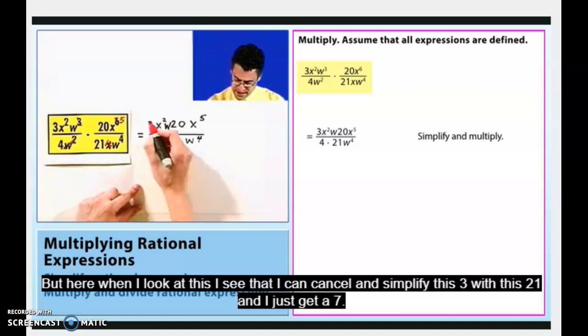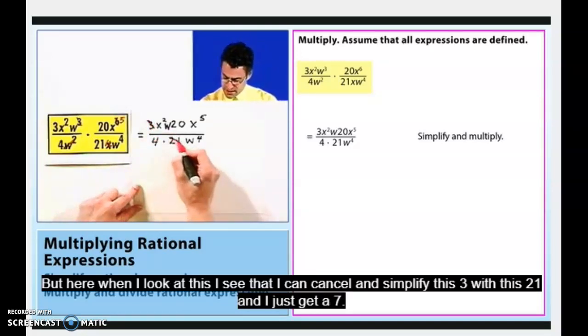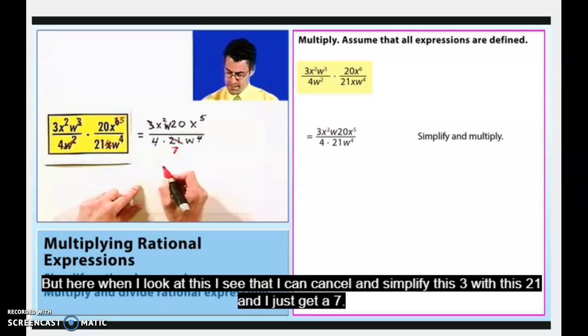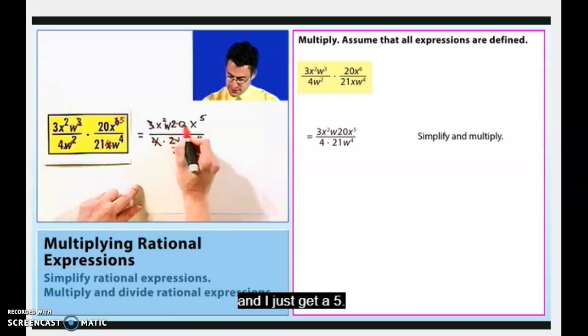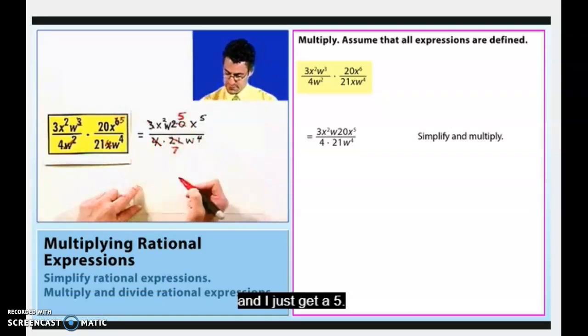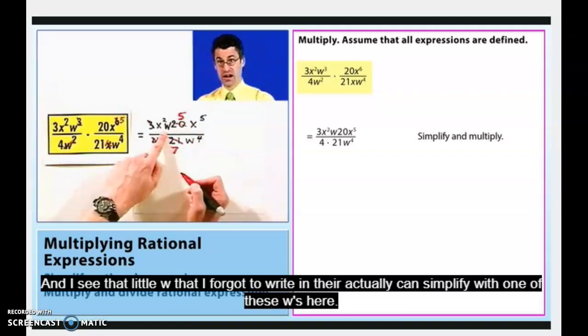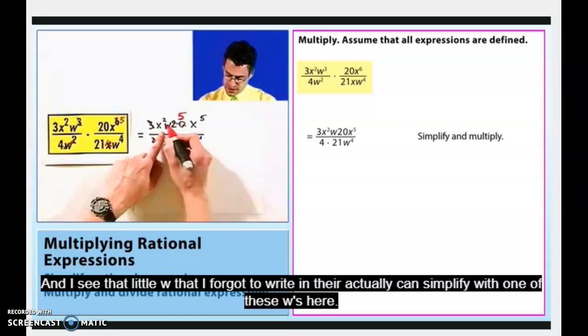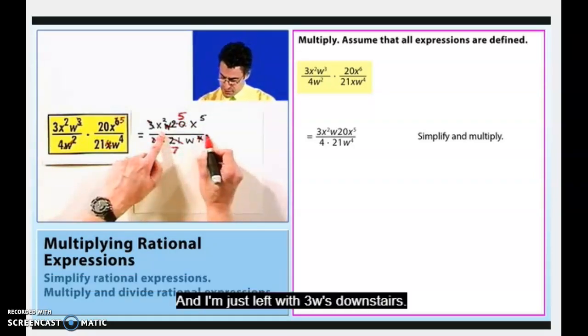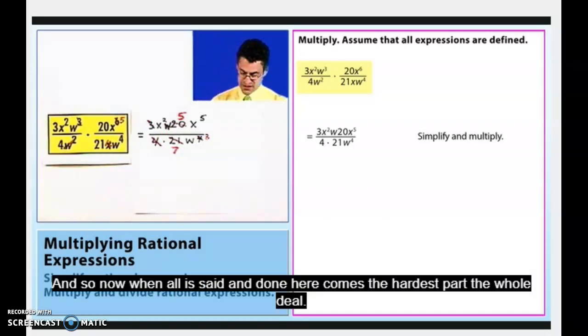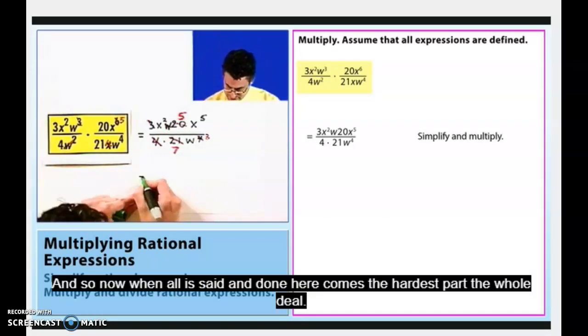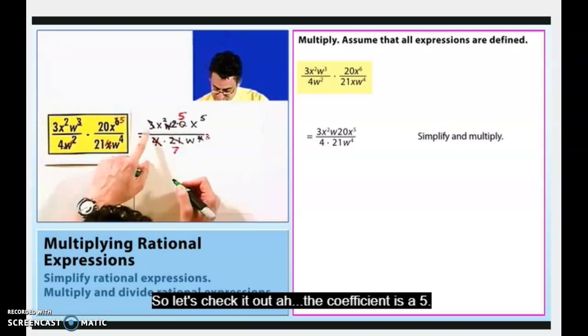But here, when I look at this, I see that I can simplify this 3 with this 21, and I just get a 7. This 4 can be divided into 20, and I just get a 5. And I see that little w that I forgot to write in there can simplify with one of these w's here, and I'm just left with 3 w's downstairs. And so now when all is said and done, here comes the hardest part of the whole deal, to see what's left over. So let's check it out.